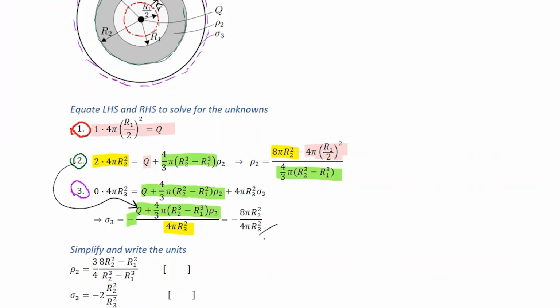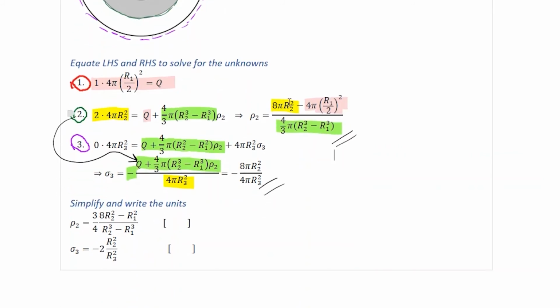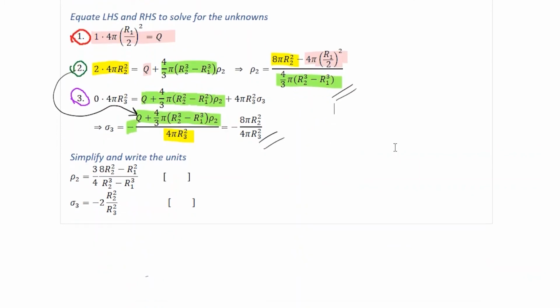Okay, so we found all the unknowns. There's two things left: to simplify, and we were also asked for the units. And by the way, it's a good idea to always write the units, even if we aren't asked for them. Okay, let's simplify things. For rho 2, you have this 2, it's squared, it cancels with 4. You have 3 that goes to the numerator, and pi cancels, so you're left with 3 over 4. Then we have 8 times r2 squared minus r1 squared, and in the denominator, we have r2 cubed minus r1 cubed.